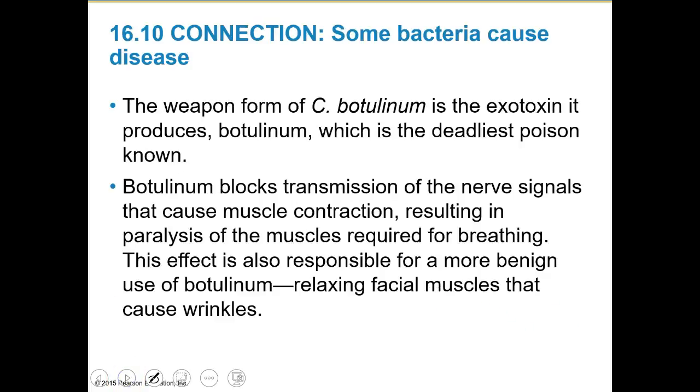The weapon of C. botulinum is an exotoxin, so that's one that's produced outwardly, and it produces botulinum, which is the deadliest poison known. But here's the real kicker: botulinum blocks transmission of nerve signals that cause muscle contractions, resulting in paralysis of the muscles required for breathing. And so this is also responsible for the more benign use of botulinum for relaxing facial muscles that cause wrinkles.